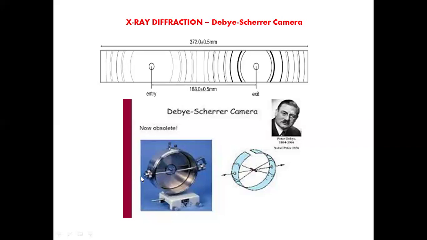And what happens? The X-rays enter the camera from the left here, fall on the sample, then undergo Bragg reflections, and then exit the camera in this direction.